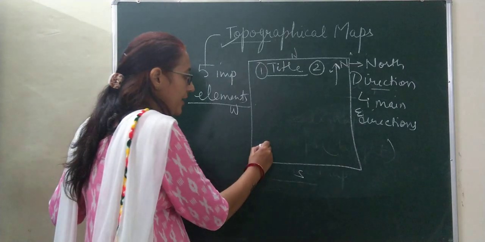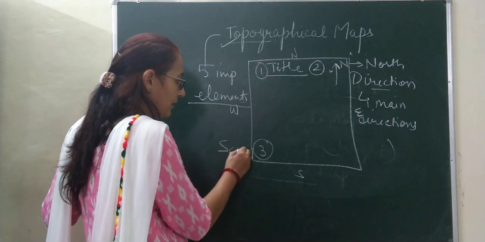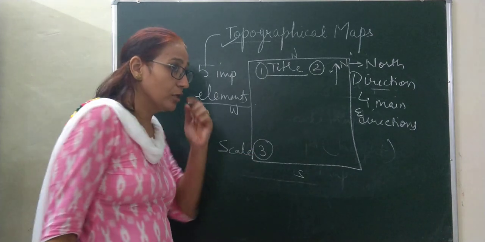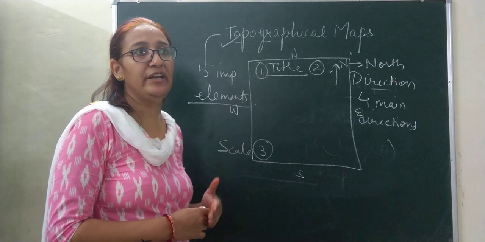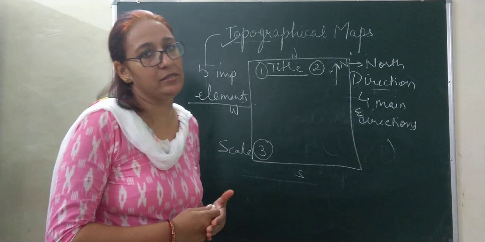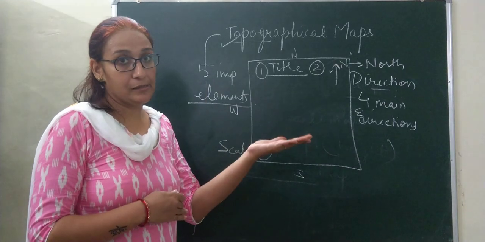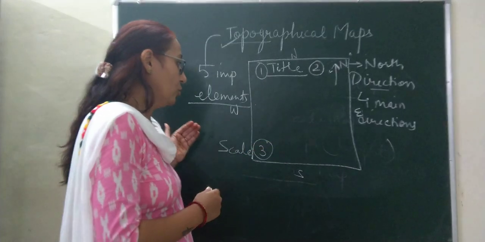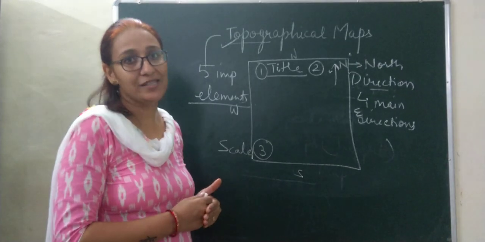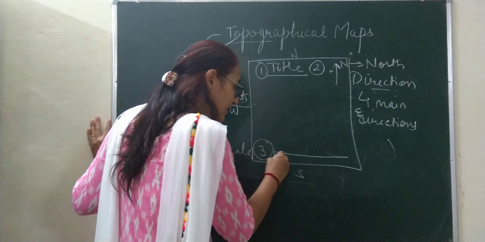What is the third element? That is scale. What is the definition of a scale? Scale means the ratio between distance on map and distance over ground. Distance on a map and distance on the ground. So that is the definition of the scale. And scale is represented in this way.